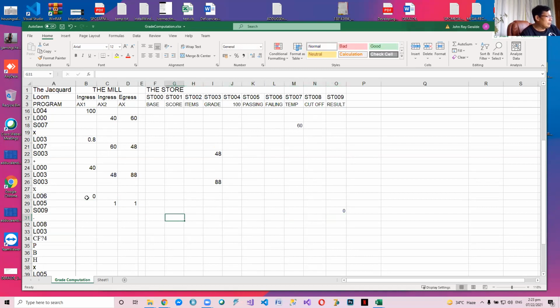And then we will do a minus to set up the run-up lever. 008. What is 008? 75. This is our cutoff. 75. 003, which is 88. Okay? 75 minus 88 equals this.